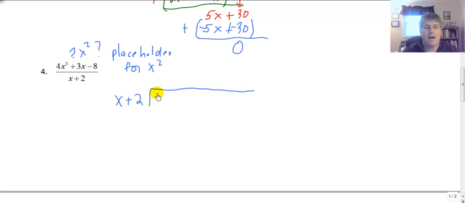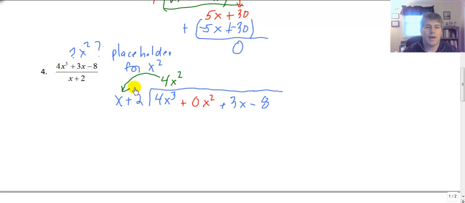And then we have 4x cubed and our placeholder plus 0x squared plus 3x minus 8. So we need one placeholder here. And we begin our process. How many times does x go into 4x cubed? Well, it's going to go in 4x squared times.